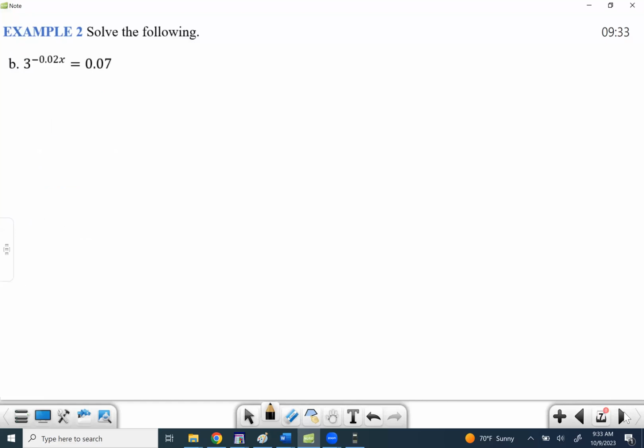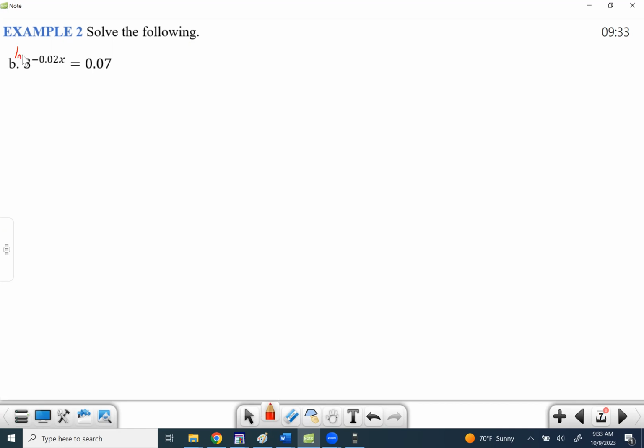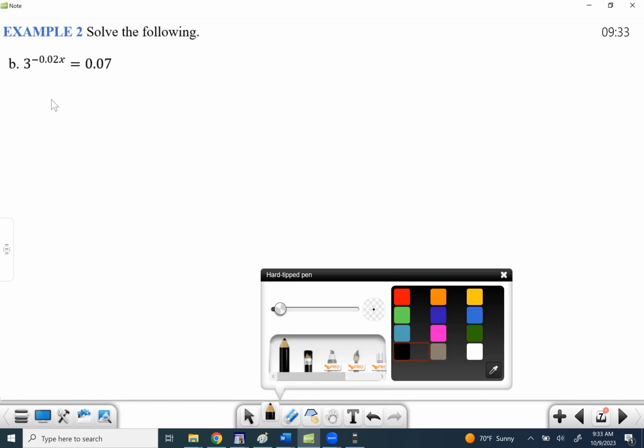Example B. All right, isolate the exponential. It's done already. So we are at the step where we would natural log both sides. And remember, we natural log so that we can pull... Actually, I don't like writing on top of this. I feel squished. So let me kind of start this over, you guys.